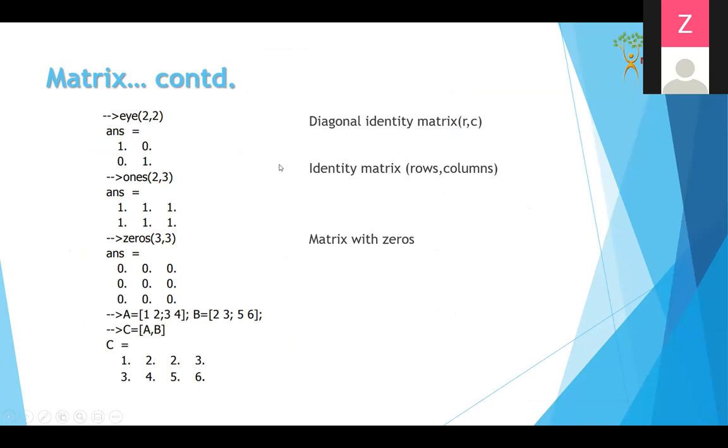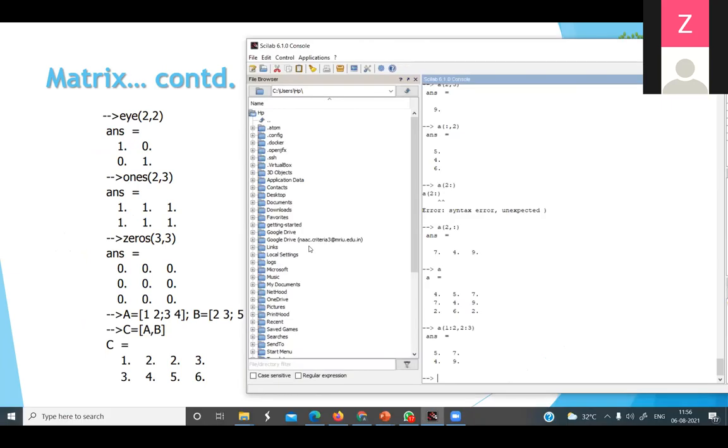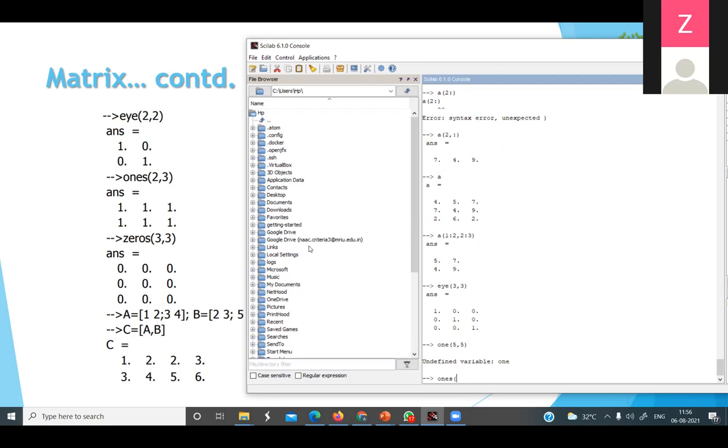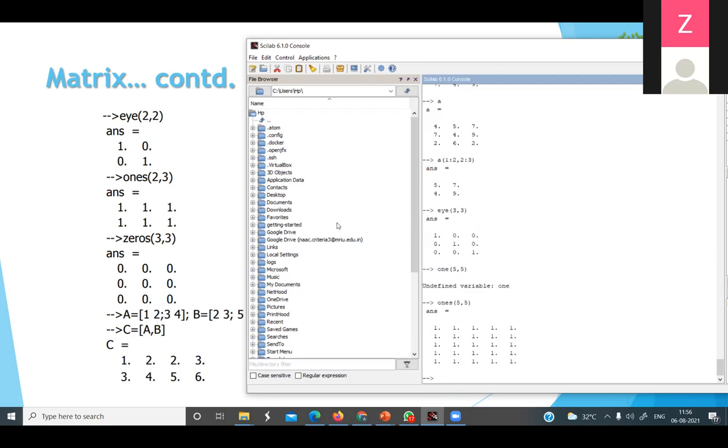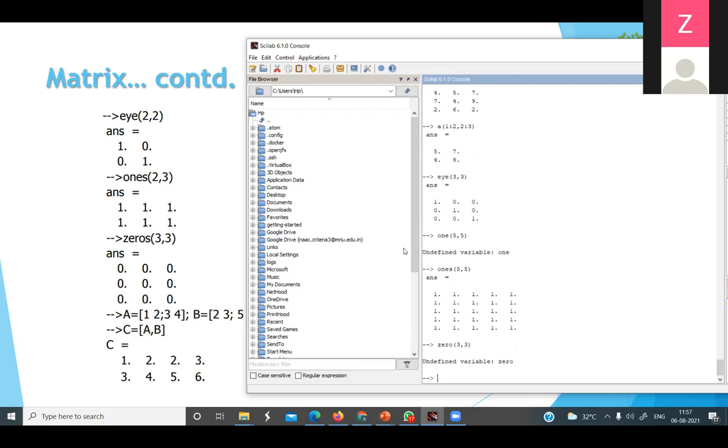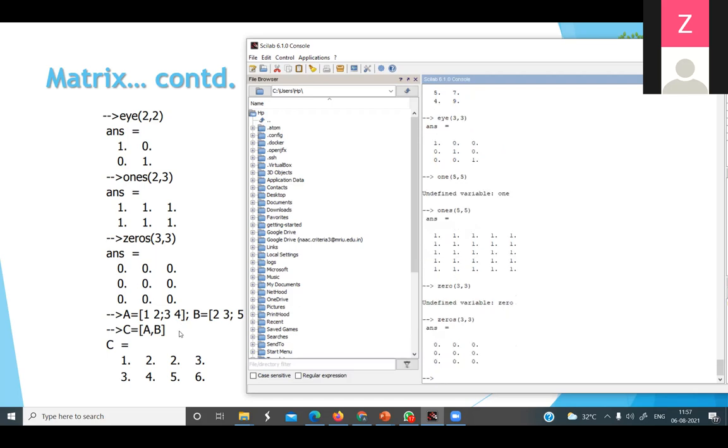If I want to create a diagonal identity matrix, I just need to write how big a matrix I want to make. Diagonal identity matrix, and I want to create an identity matrix of order maybe 5 by 5. It's done. It's so simple to work with this, and these facilities are not available in Excel. Zeros. And submatrix, it can be done.